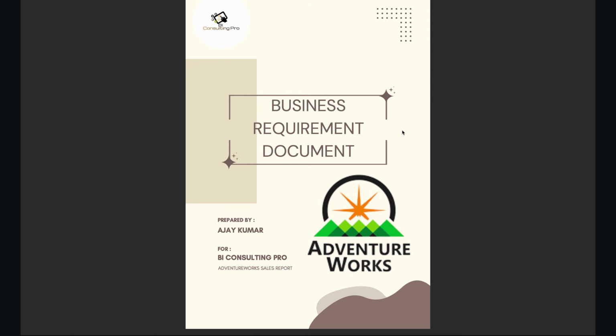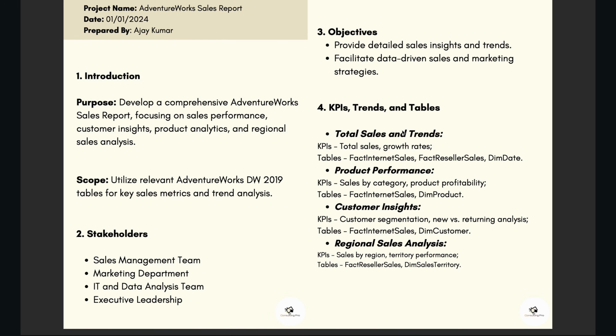Over here on your screen, you can see a sample document for business requirement. Here, we are going to create the Adventure Work Sales Report. I have created it myself, but in reality, you are also going to get to know it like this. In your business requirement document, you would find your project name, the date, who has prepared it, different versions. Then you would see something like this. What is the purpose of it?